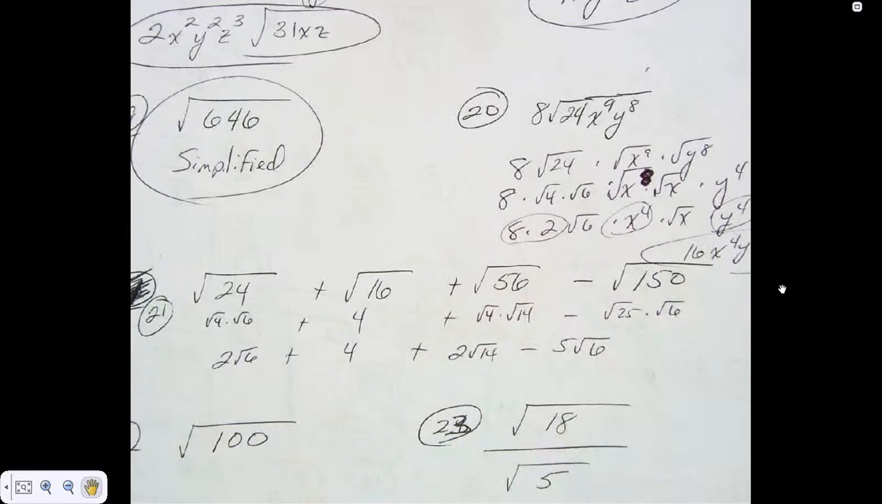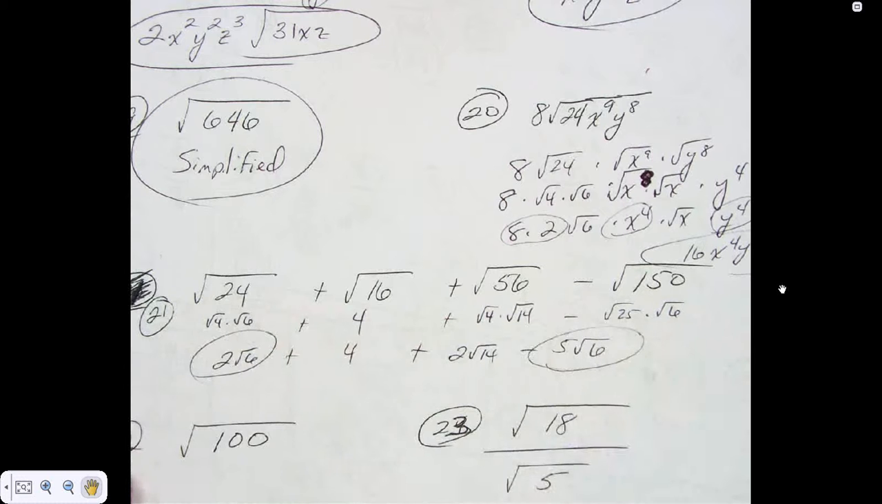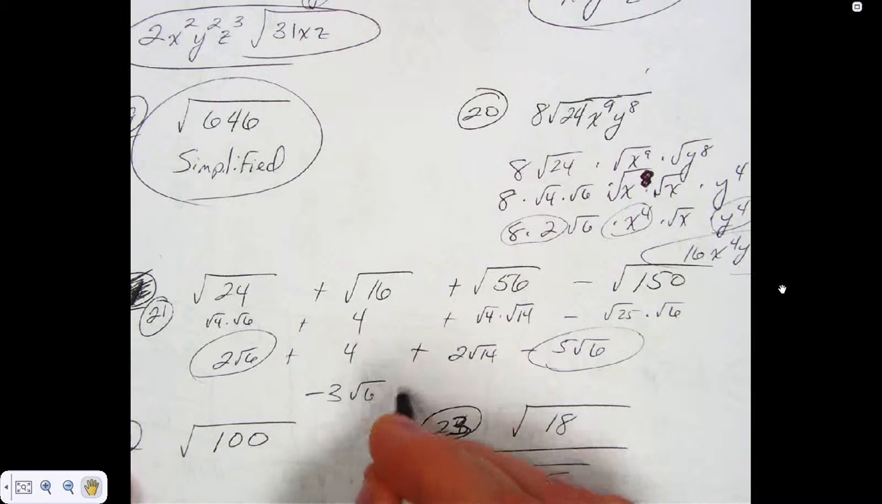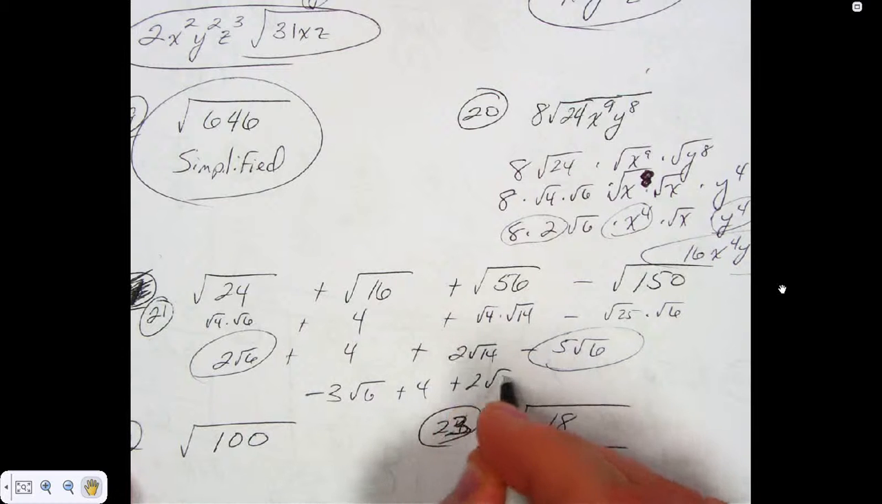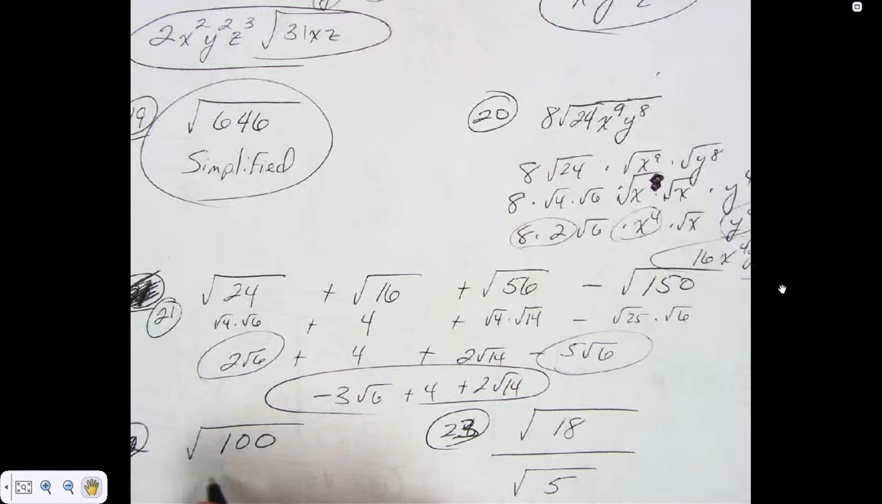Are there any like terms there? Right here and right here are your only ones, aren't they? So negative 3 square roots of 6 plus 4 plus 2 square roots of 14 will be your answer. Or you could write it as 4 minus, you know, the order doesn't matter as long as you get the signs right. Square root of 100 on 22 is what?